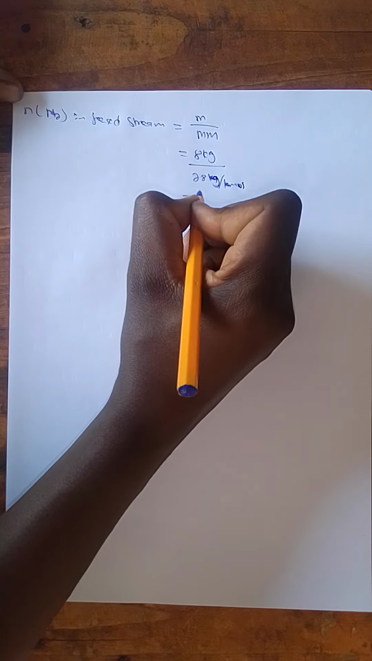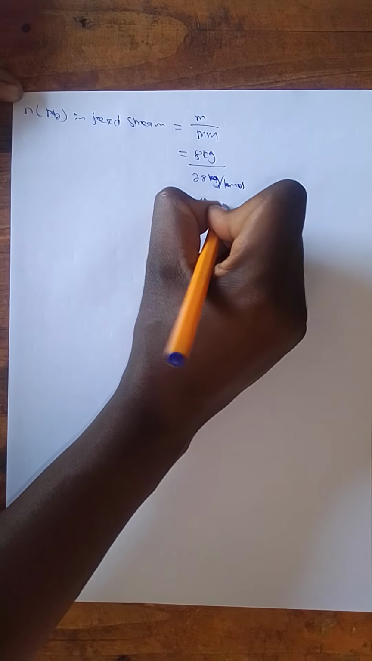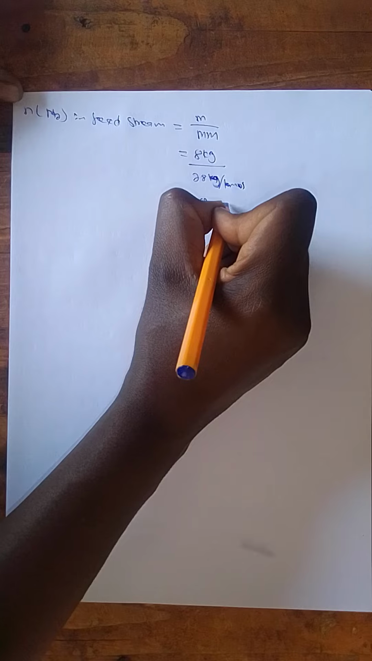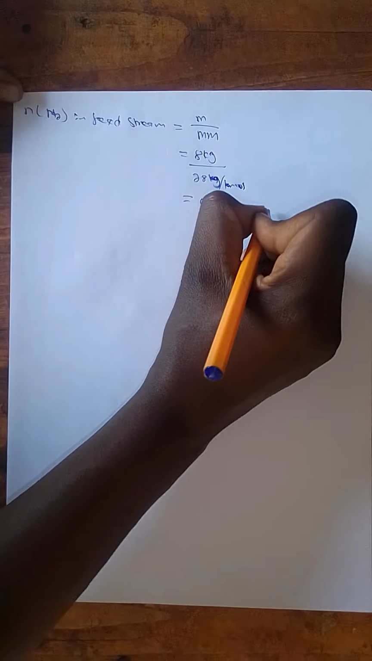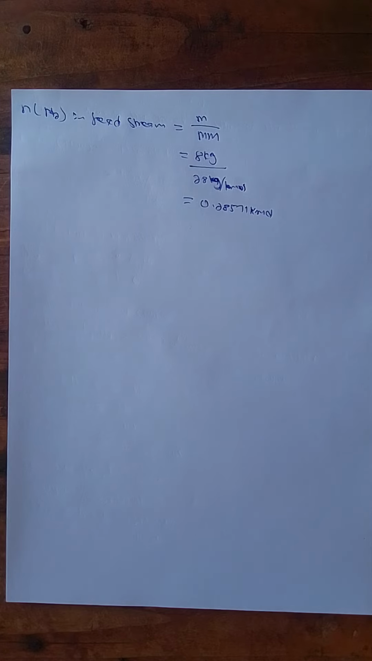And if you use your calculator, it gives you 0.28571 kilomole. So by now we have found out how much of the water was in the feed stream, how much of the methane was in the feed stream, and also how much of the nitrogen was in the feed stream. With that said, we can actually calculate the total kilomole of the feed stream, or the total moles of the feed stream.